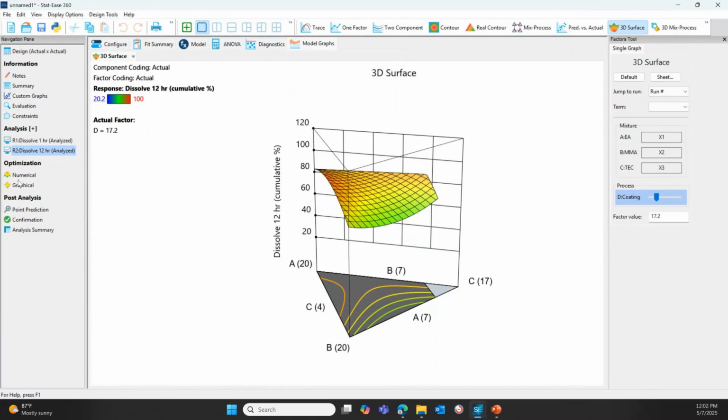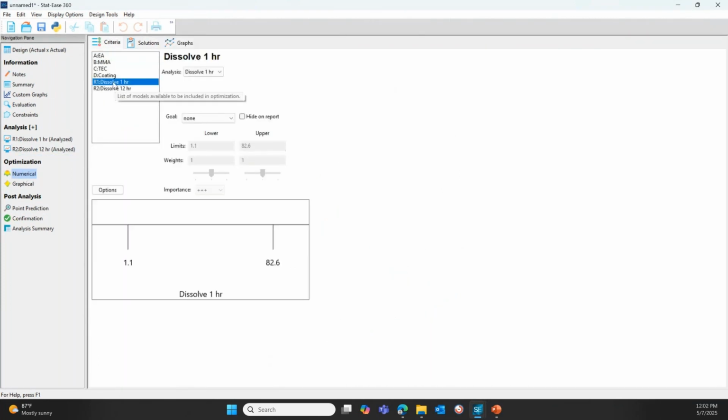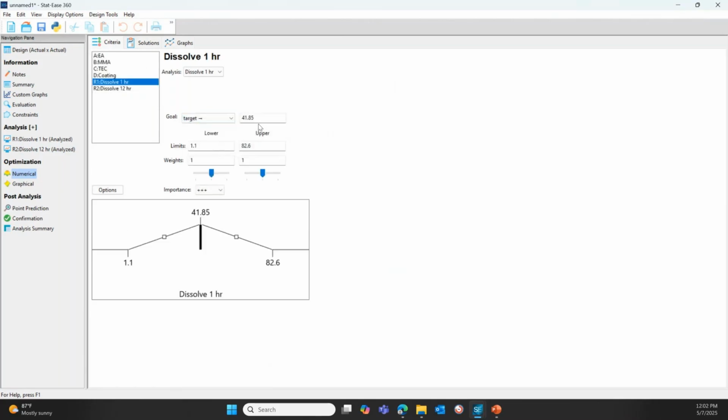Once I have my two responses analyzed, now I can optimize between the two of them. And what do I want? In 1 hour, I want to target the amount dissolved. We want to achieve, what did we say? My memory and my notes. Where are we here? I'm going to have to look this up. Don't want to do it wrong.